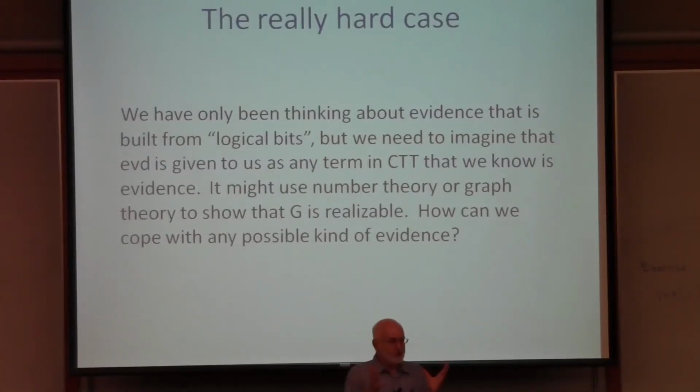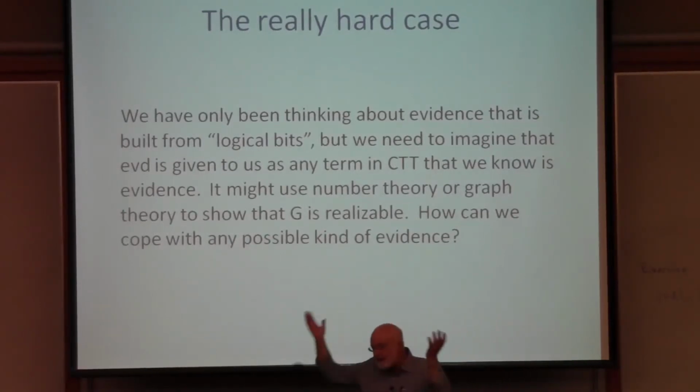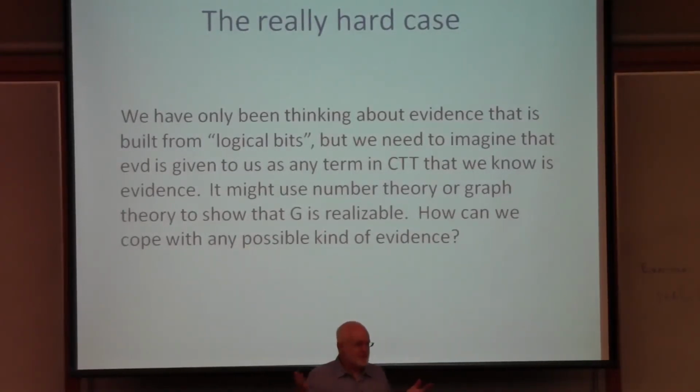So what are you doing? And the evidence guy says, oh, I got a cute little proof here using graph theory and number theory, and it uses all this stuff from Nuprl's theory of graphs and numbers and lists. Say, what? That's your evidence? Now this seems really bad. How are you going to deal with all that stuff in the type theory? So what's going to save us in this case?